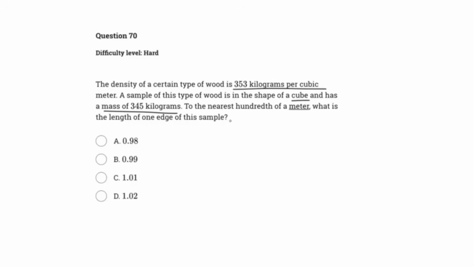All right, so as you know, density pretty much is the same regardless of how much you have of that material, right? So if we have a sample of this wood, the density of that wood is always going to be 353 kilograms per cubic meter. We know the equation for density is equivalent to mass over volume. And so if we are able to plug in values for density and mass, which we do have, we can solve for volume and ultimately find the length of one edge of the sample.